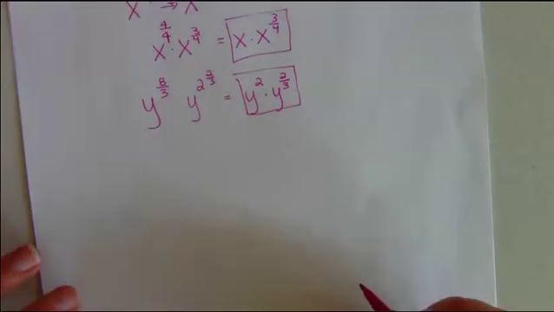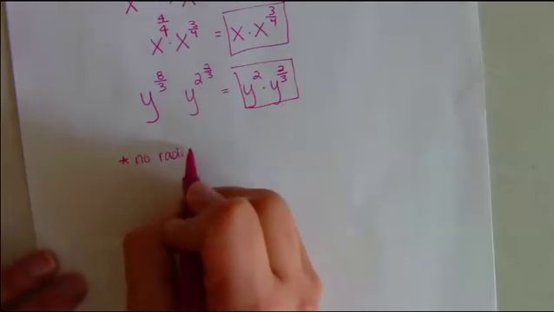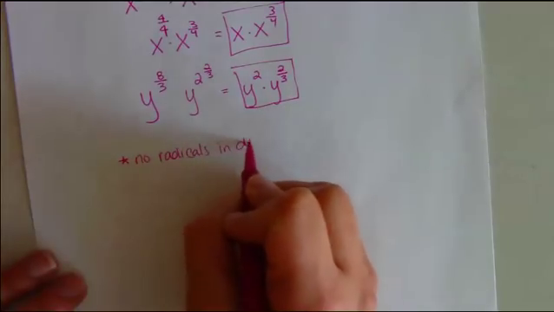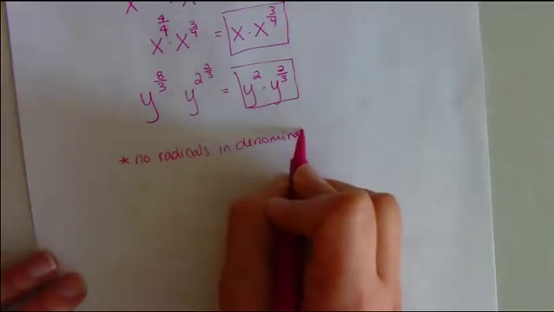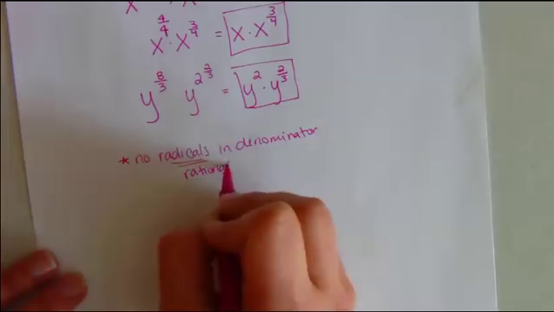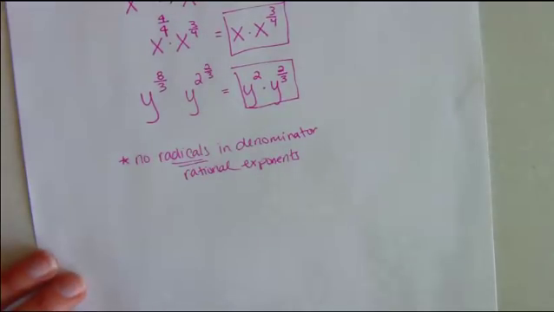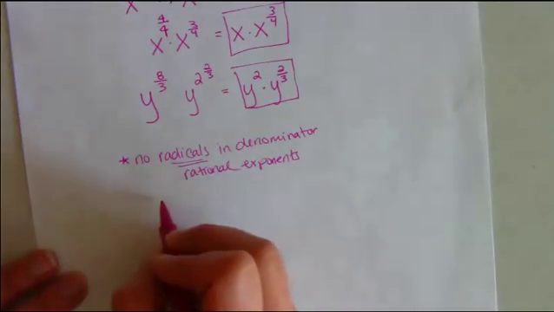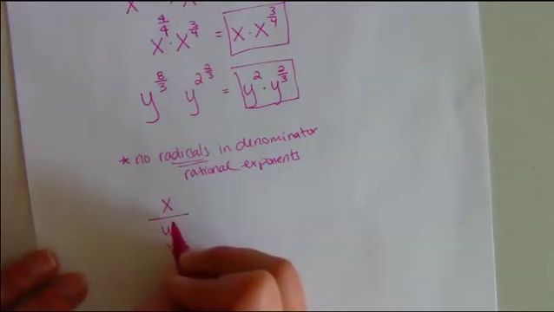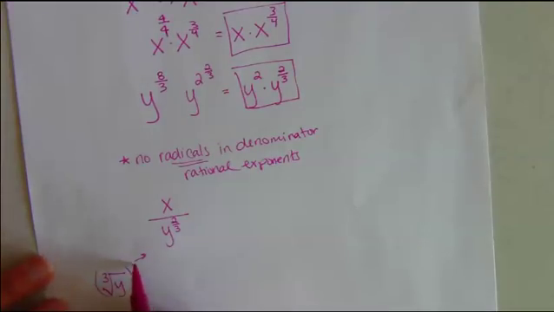The other rule that we're going to talk about is no radicals in the denominator. That's not really a new rule. That's something that we're always saying, but something that is new is that radicals can also be rational exponents. So real quick here, something like x on top and y to the 2/3 on the bottom. That y to the 2/3 is really the cube root of y squared. So you can see that it really is a radical.